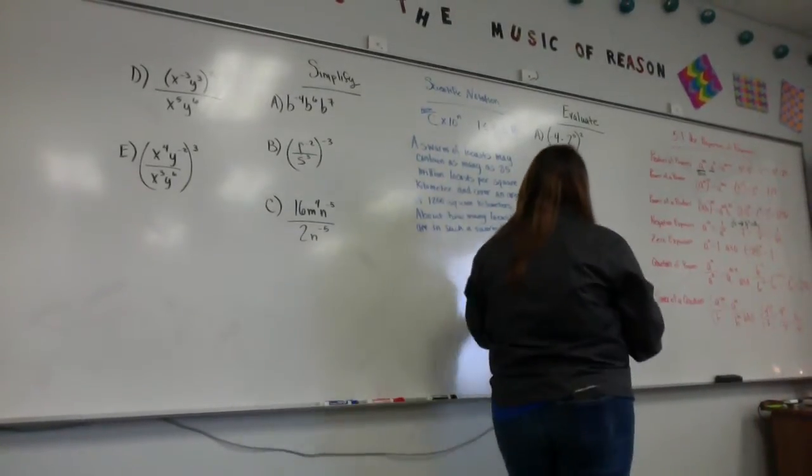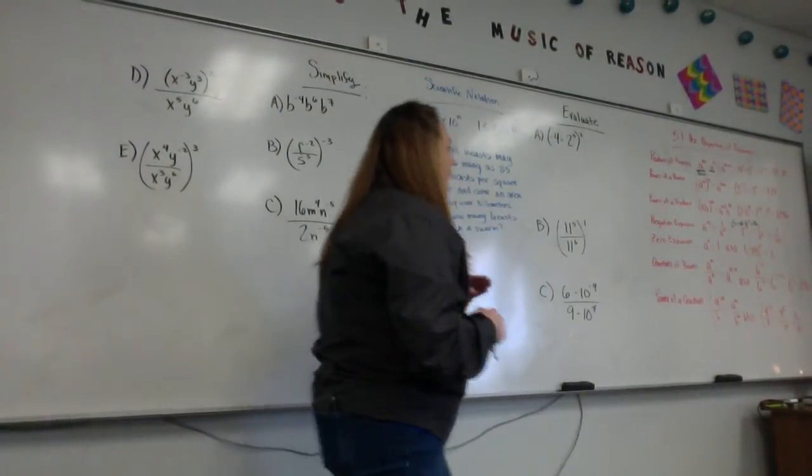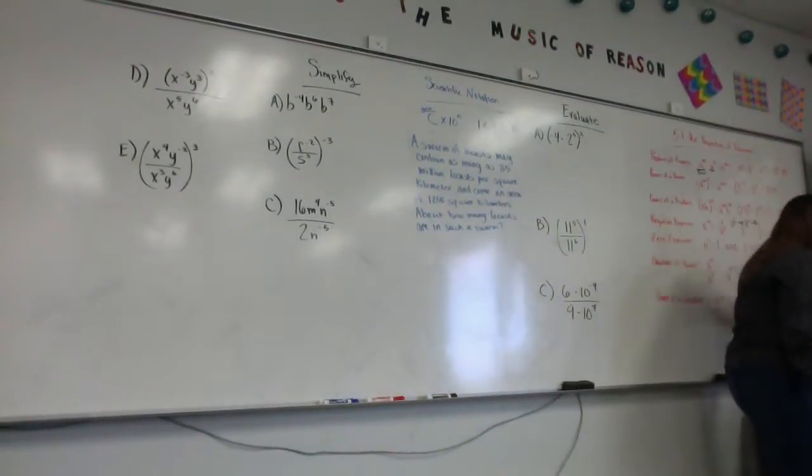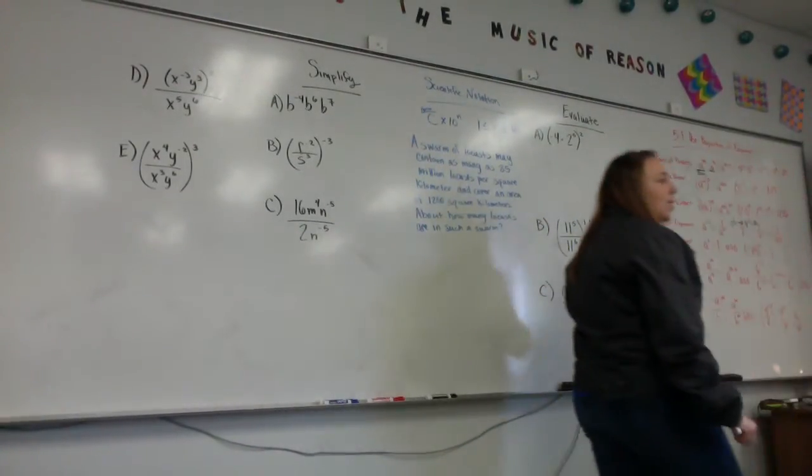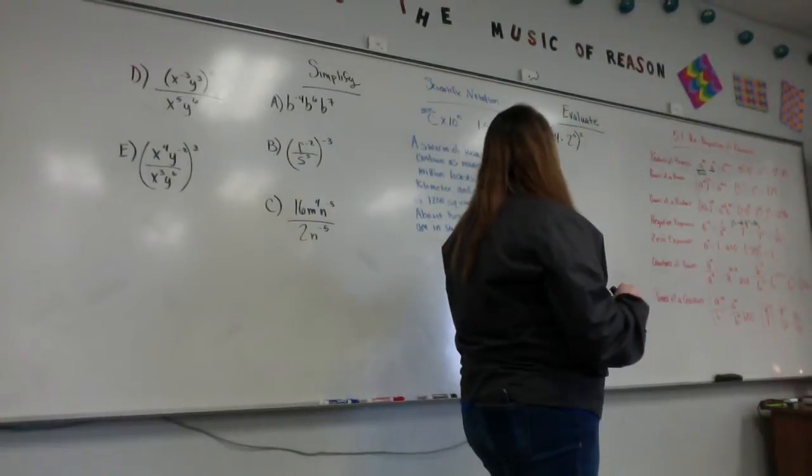That brings us to evaluating. When it says evaluate, I want a number answer. Okay, evaluate, you're giving me the full number. So how do I fix negative 4 times 2 to the 5th squared?